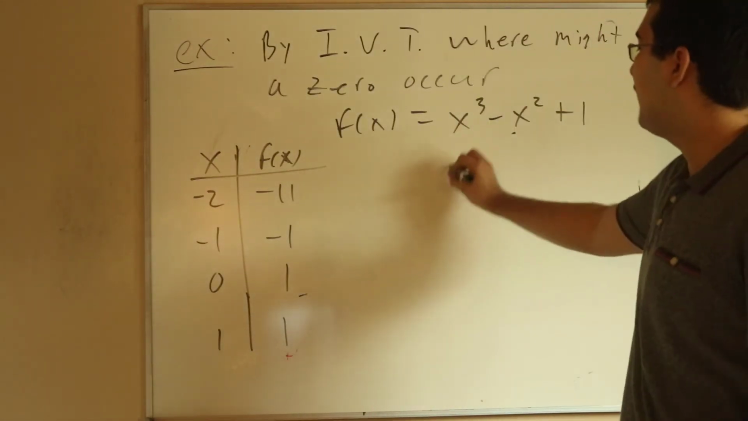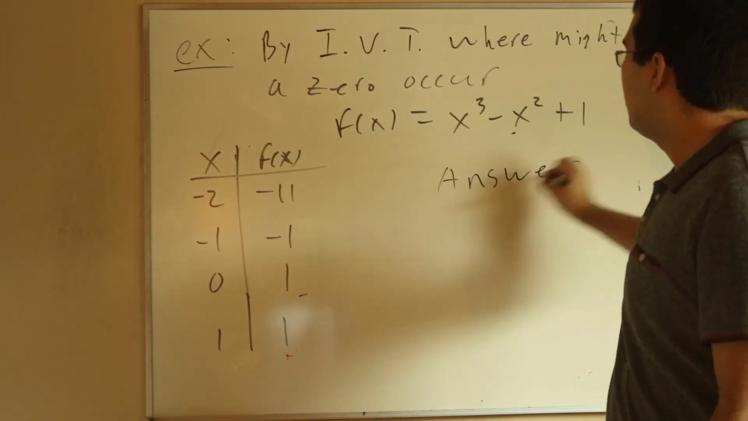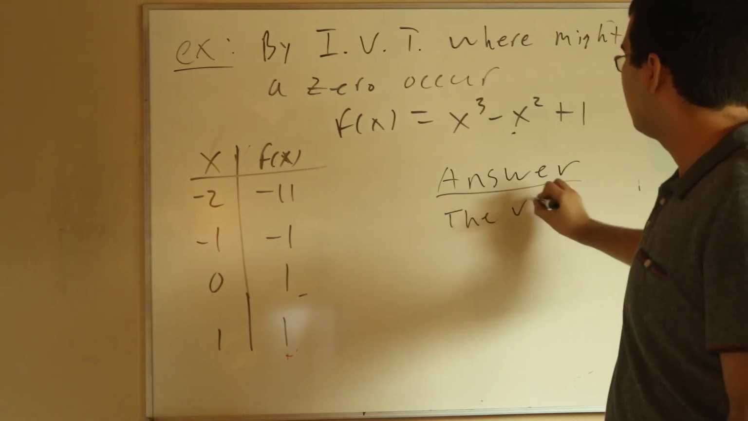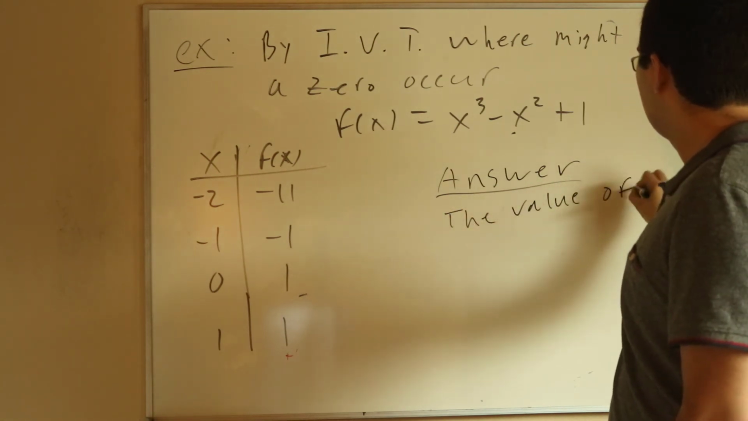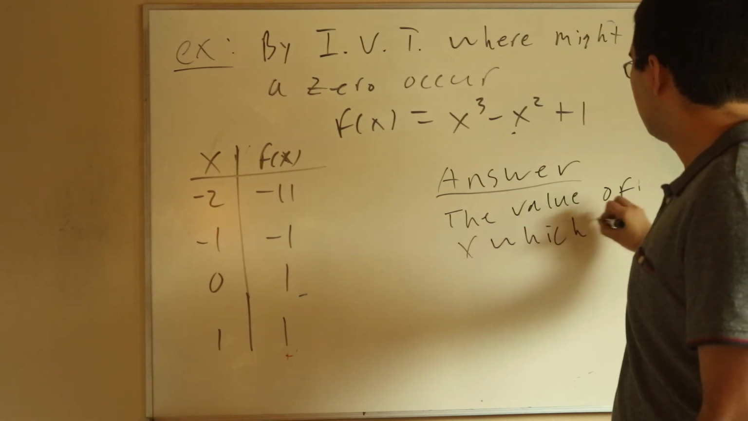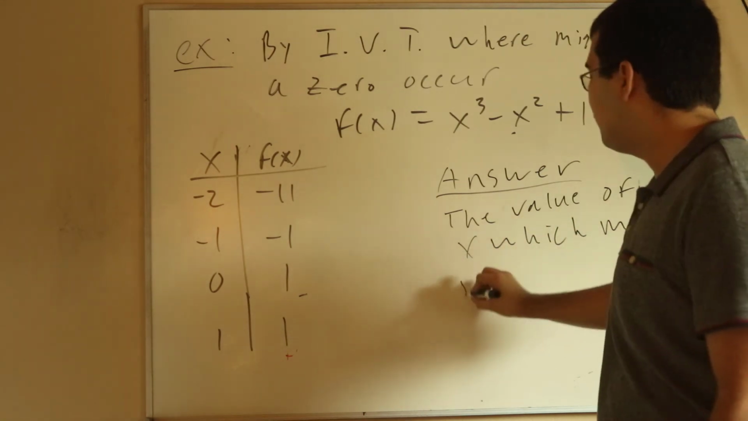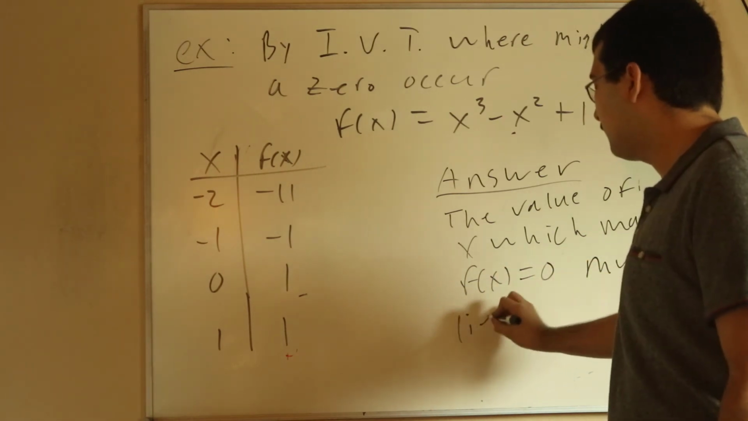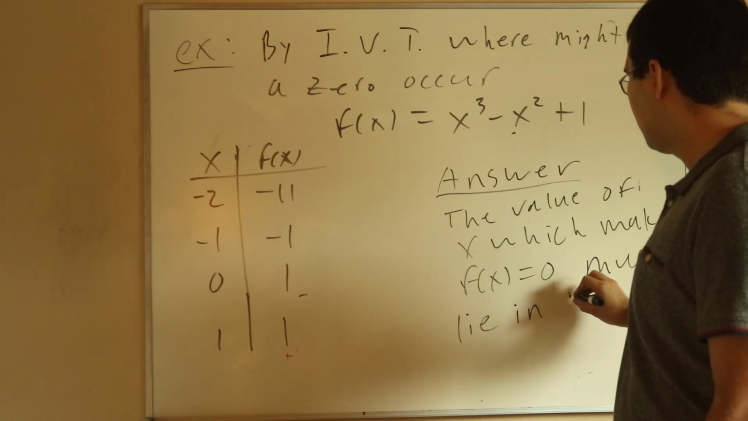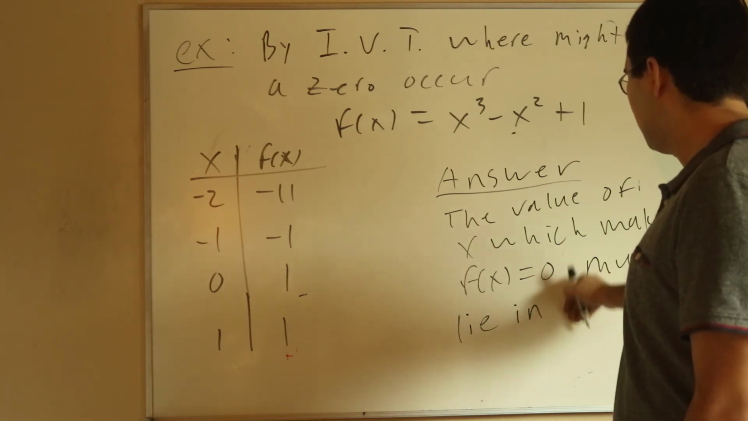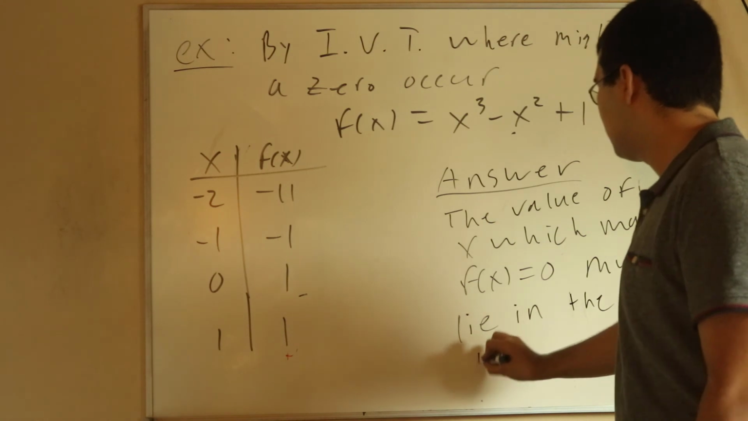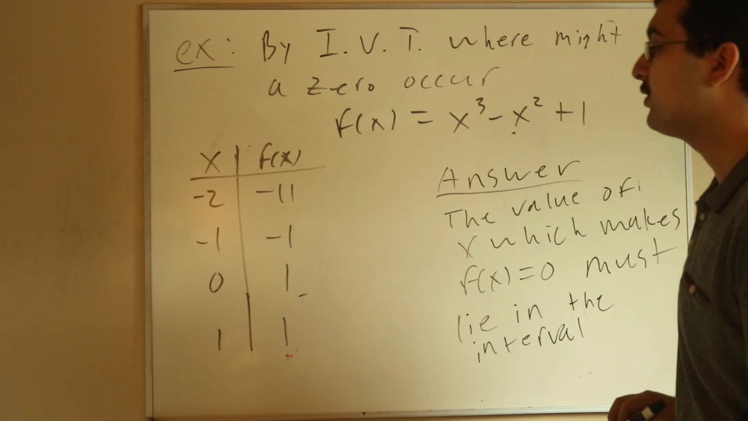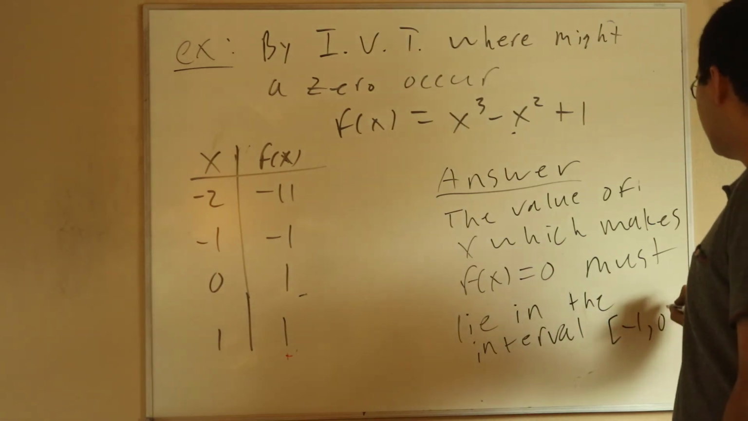And the answer to that is that the value of x which makes f of x equal 0 must lie in the interval, it has to lie in the interval -1 to 0.